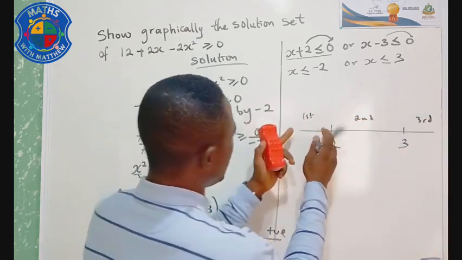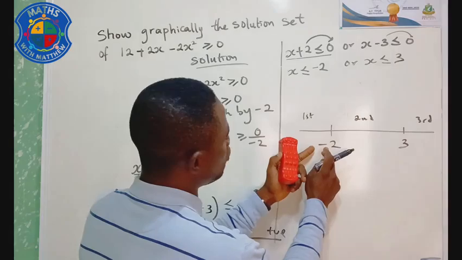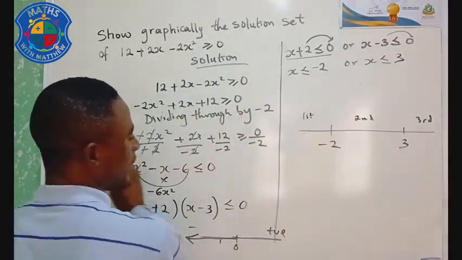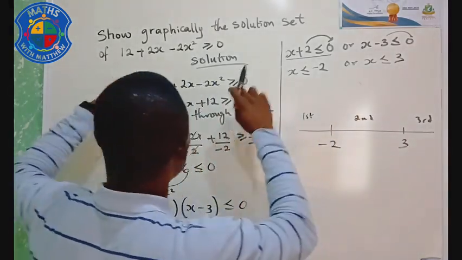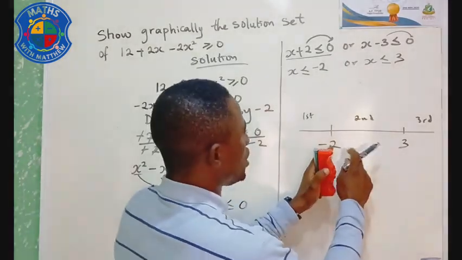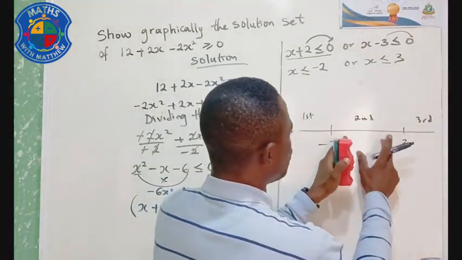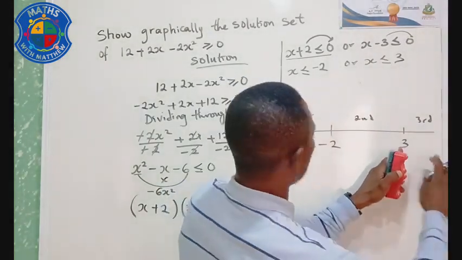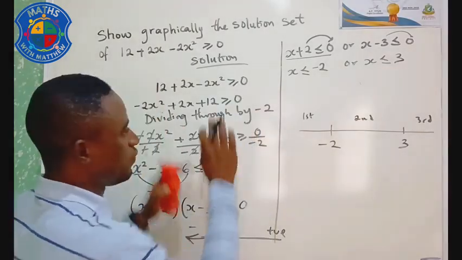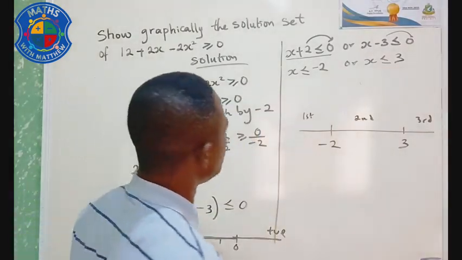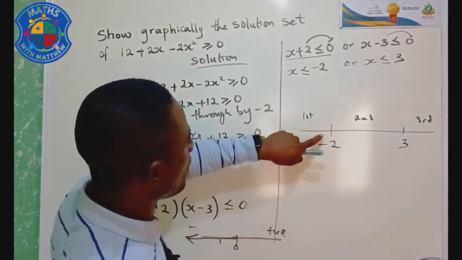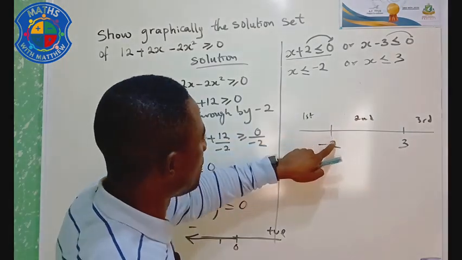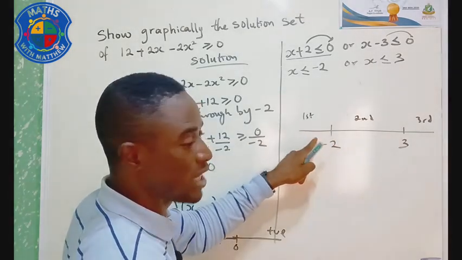We want to check if values from this minus 2 to our left-hand side will be valid for this inequality, and we check values from minus 2 to 3, in between them, if they will be valid for this, and from 3 and above, we check if it is going to be valid for this. Now, if I want to start from here, what are the values beyond minus 2? Less than minus 2 now.